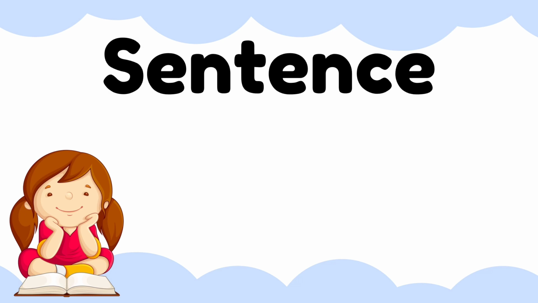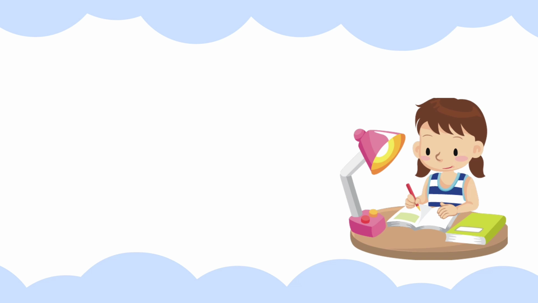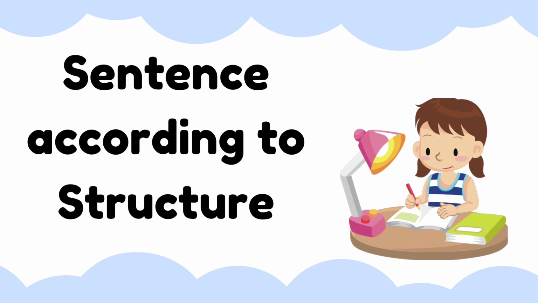Let us first define sentence. It is a word or a group of words that expresses a complete thought or idea. It has two parts, the subject and the predicate. Now, let's proceed with the different types of sentences according to structure.